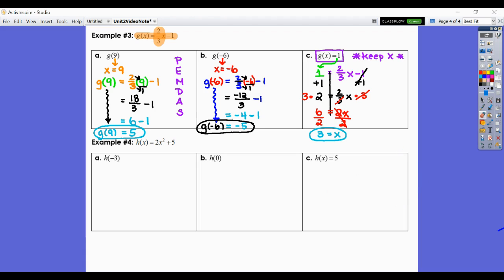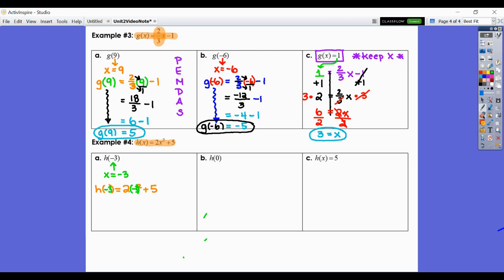Last example, number 4, again in orange, I will go ahead and highlight my actual function, in this case, h of x. What I go ahead and do and realize in the first problem is that my x value is going to be negative 3 here. So my function is h of x equals 2x squared plus 5. I erase and replace my x values with a -3 in both cases. When I erase and replace them, I want to use parentheses to help me out here.